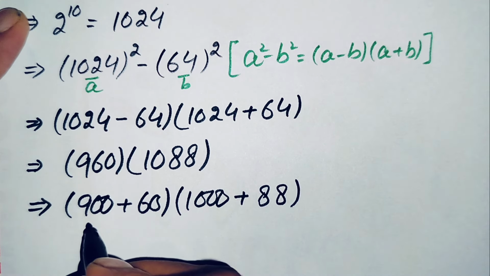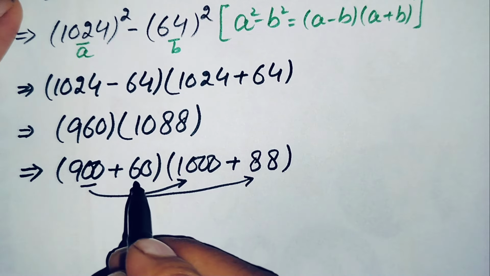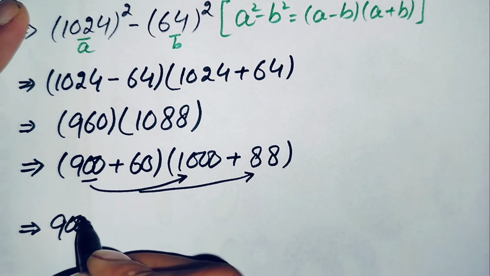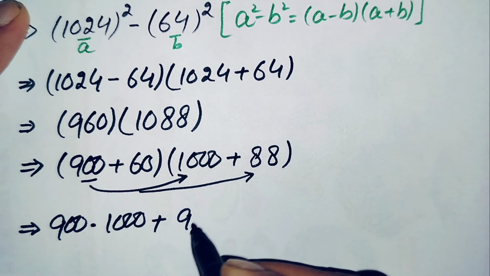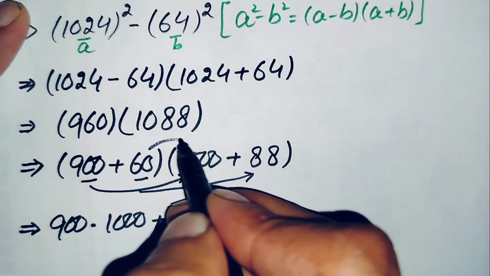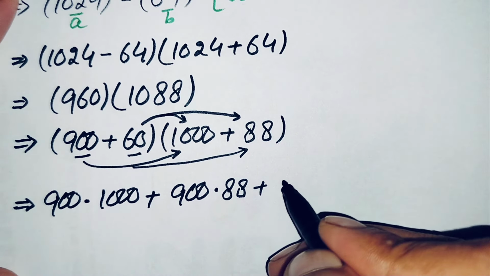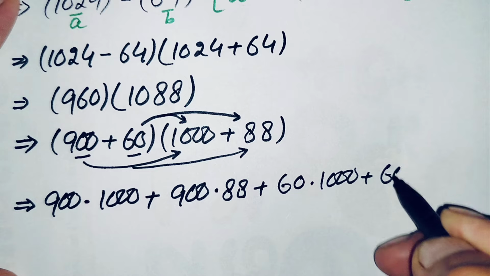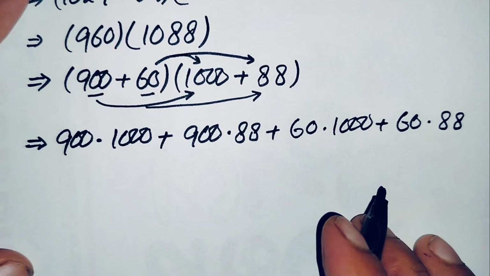Now here we will multiply first 900 with these two numbers, first with 1000 and then with 88, and then we will multiply 60 with these two numbers. So let's multiply these numbers. So 900 times 1000 plus 900 times 88 plus, we will multiply this 60 with these two numbers, first with 1000 and then with 88. So this will become 60 times 1000 plus 60 times 88. Here we multiply these numbers and we will solve this step.